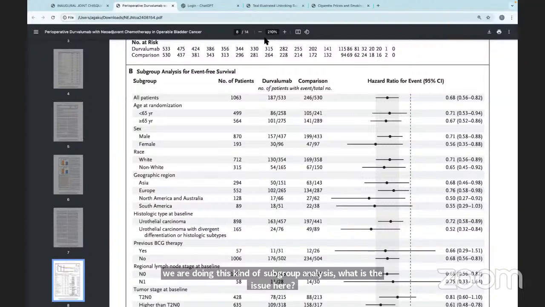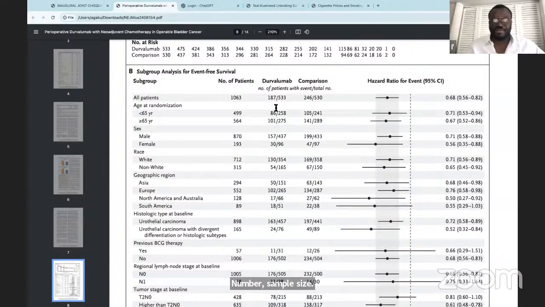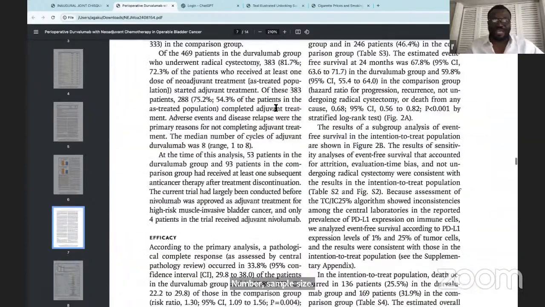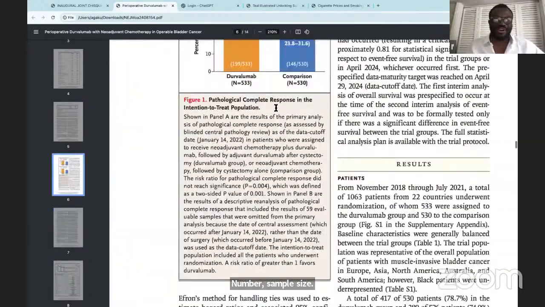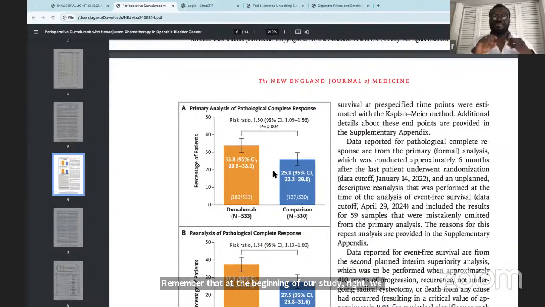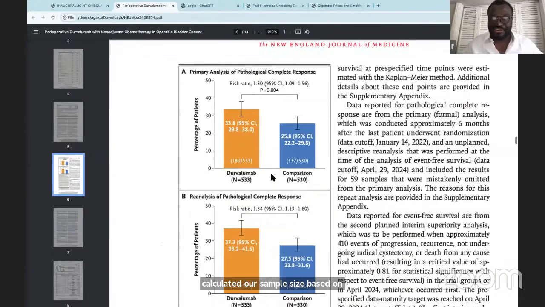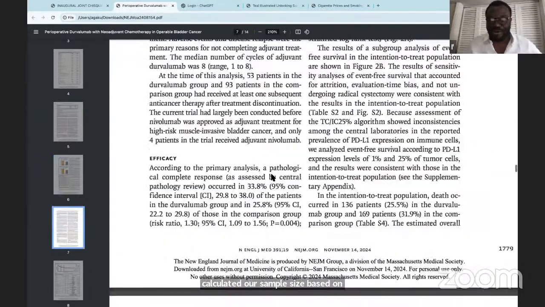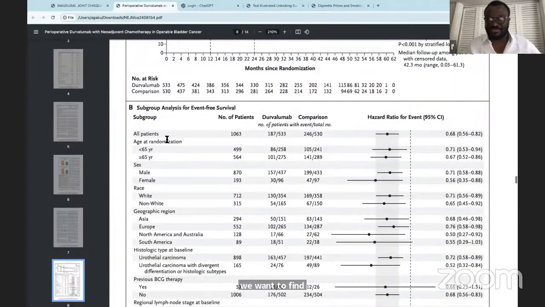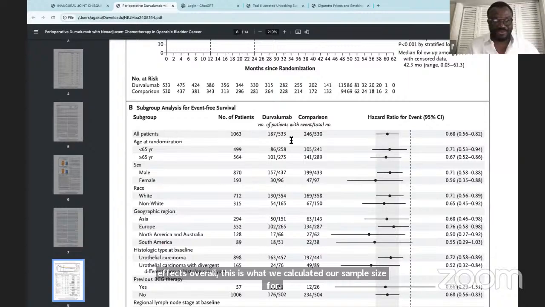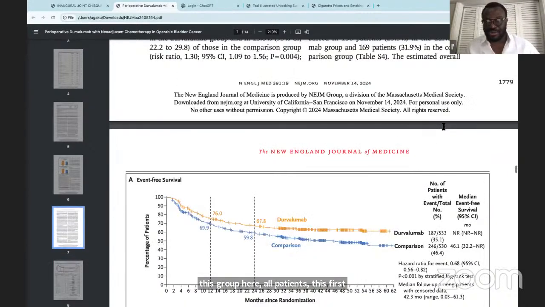Sample size. Remember that at the beginning of our study, we calculated our sample size because we wanted to find the effects overall. This is what we calculated our sample size for. This group here, all patients, this first row, that's what we calculated our sample size for.